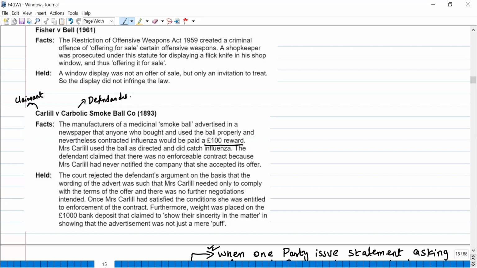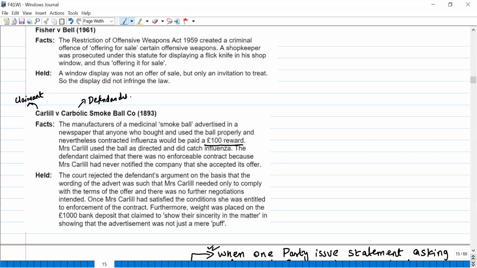There were no negotiations in that wording. So Mrs. Carlill only needed to satisfy the condition. She only needed to use the medicine, and that's it. So she was entitled to the reward. Okay. Thus, the court said weight was placed on the £1,000 bank account deposit that claimed to show sincerity in the matter, in showing that the advertisement was not just mere puff.